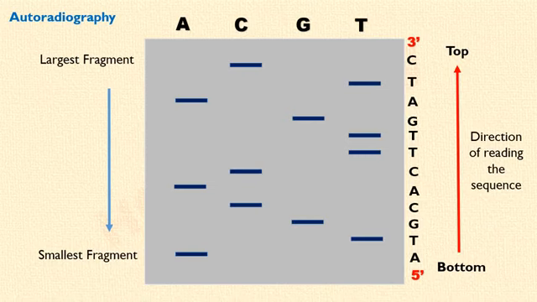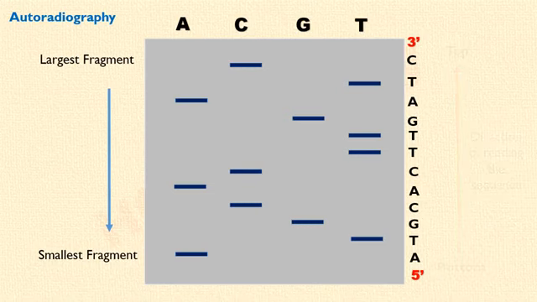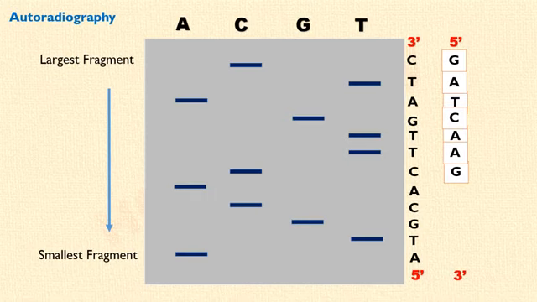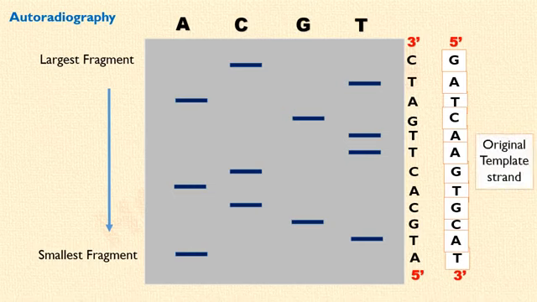Now, the sequence we read is the sequence of the newly synthesized strand. So, what will be the sequence of the template strand? It will be complementary to the sequence read from the autoradiograph. So, this is the 5' end of the template strand and this is the 3' end. And the sequence is G, A, T, C, A, G, T, G, C, A, T. Thus, we successfully obtained the sequence of the given DNA strand.